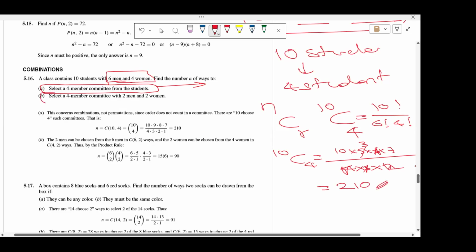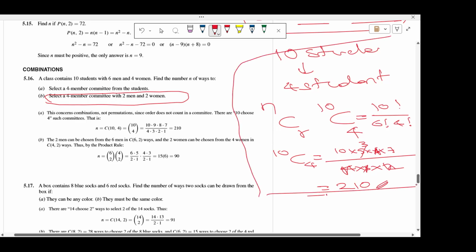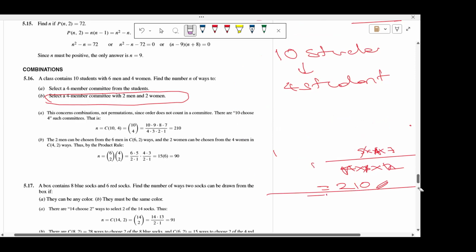The second question, if you read the second question, they are giving some conditions. We need to create a 4-member committee with 2 men and 2 women, right? Now it is mandatory to select 2 male students and 2 female students. Now how can we find the answer? Tell me. This is something different, right? This is a normal scenario without any conditions that we can find out, right? Now tell me, they are giving some conditions, right? So now how can we find the answer?